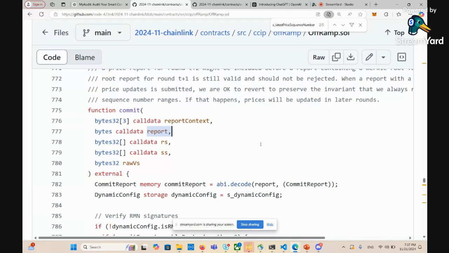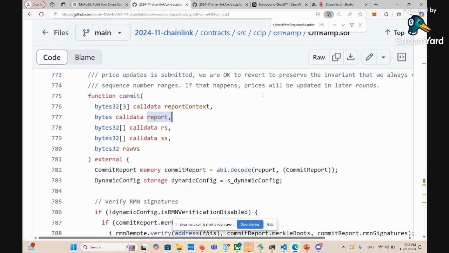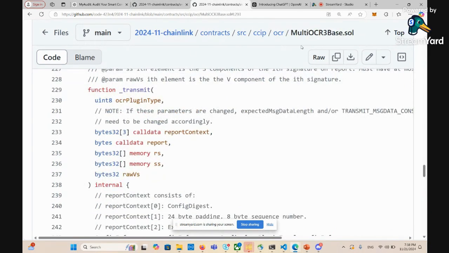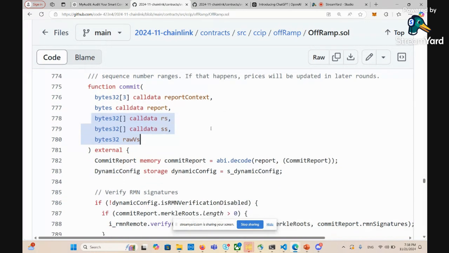The second group of people we call DON, which stands for Decentralized Oracle Network, which is the signature in the off-ramp contract. This group of people is managed by this contract right here. In its parent, actually, it's the same contract. MultiOCR is the parent contract of the off-ramp over here. And then this is a list of signatures, which is from the RMN remote we talked about last time.